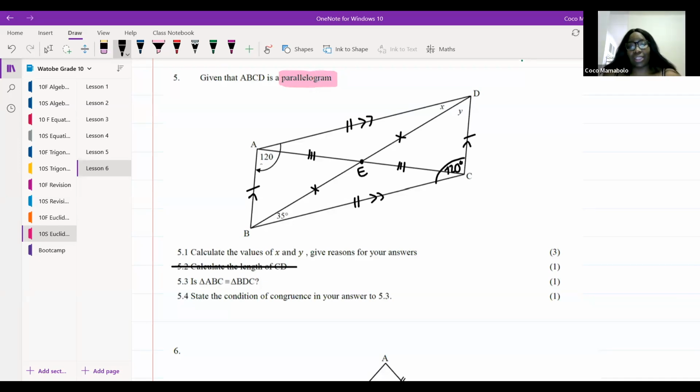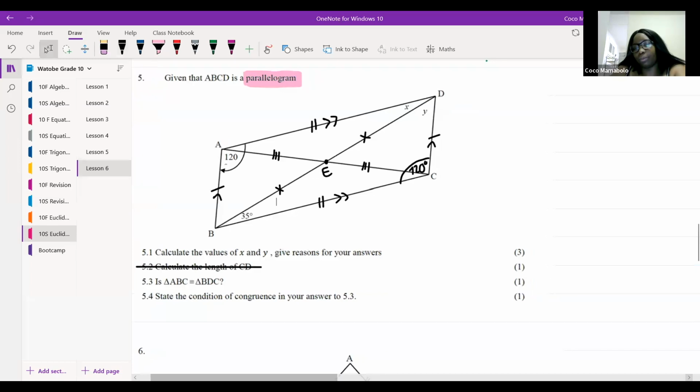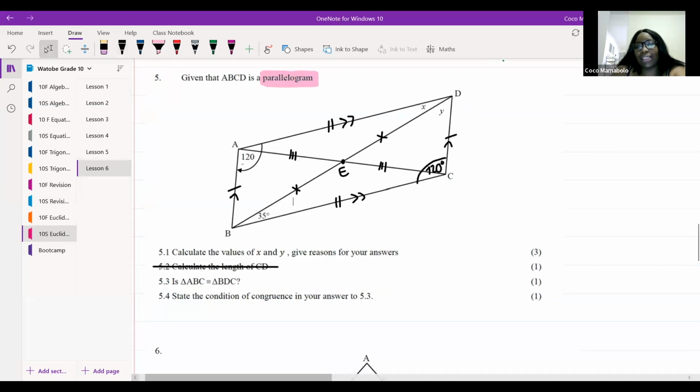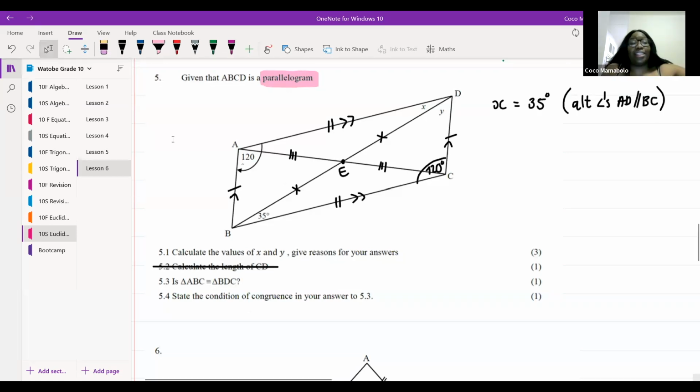Okay, now the question says, calculate the values of X and Y. Give reasons for your answers. Tiana, where are we going to start? I'm going to start with X. So X is 35 because of alternate angles equal. Beautiful. But you must give me which two lines are parallel. It's AD and BC. AD is parallel to BC. Beautiful. Okay, great.